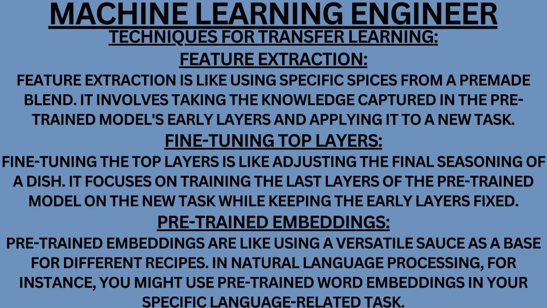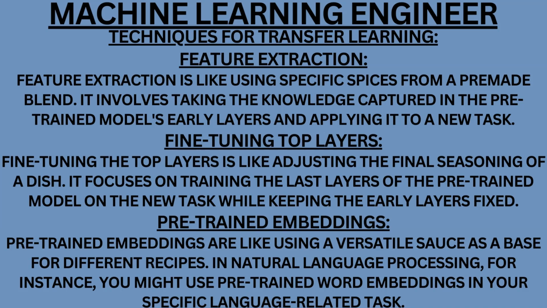It involves taking the knowledge captured in the pre-trained model's early layers and applying it to a new task. Fine-tuning top layers. Fine-tuning the top layers is like adjusting the final seasoning of a dish. It focuses on training the last layers of the pre-trained model on the new task while keeping the early layers fixed. Pre-trained embeddings. Pre-trained embeddings are like using a versatile sauce as a base for different recipes.